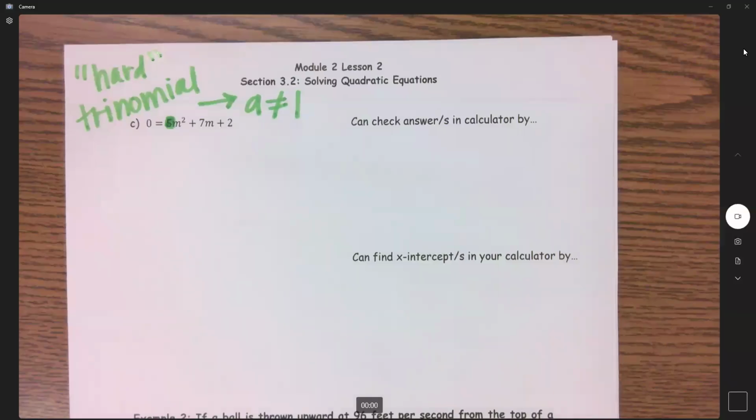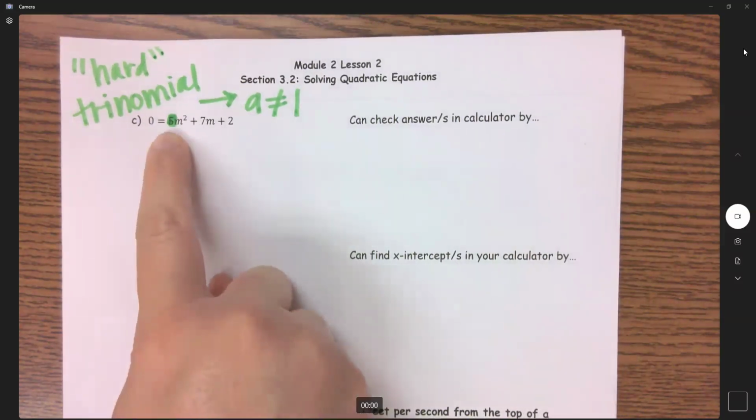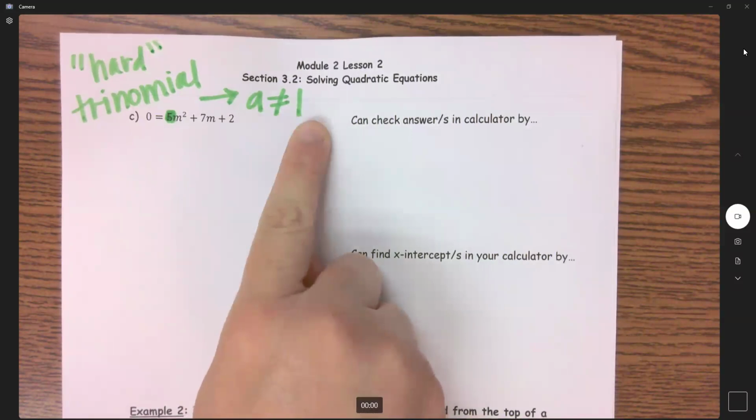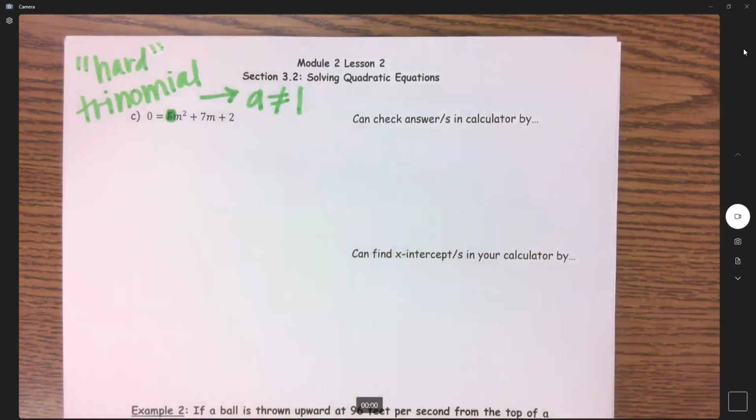We have one more example of solving a quadratic equation by factoring. We ended last video talking about how part A and B of this example were considered easy, quote, easy trinomials. And now in part C, we have a hard trinomial because now my A does not equal 1. So when I have something in front of that squared variable, this time it's an m squared, when I have some coefficient in front of that squared variable, it is a hard trinomial. So let's see how this changes my problem here.